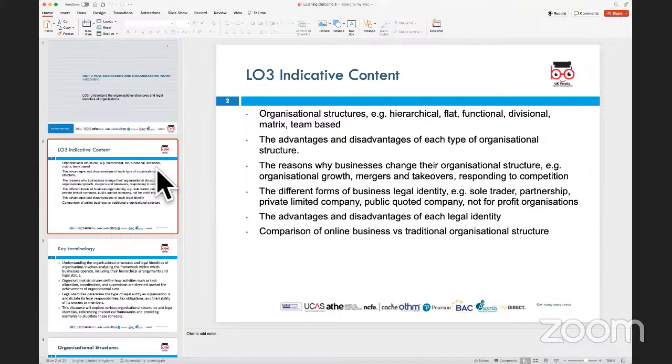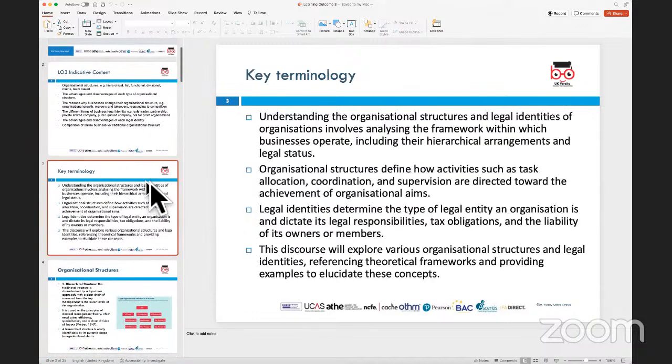And there is a handbook that I've uploaded, which is an extract from a Cambridge business book. And it has a couple of pages in it, and they cover some of the bits that we would be looking at covering today in the learning outcome, which is organizational structures and legal statuses. So let's start off with key terminology, and let's look at why we need to study organizational structures and the way businesses are set up as legal identities or legal entities.